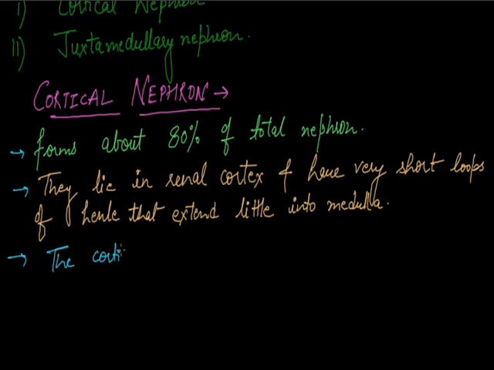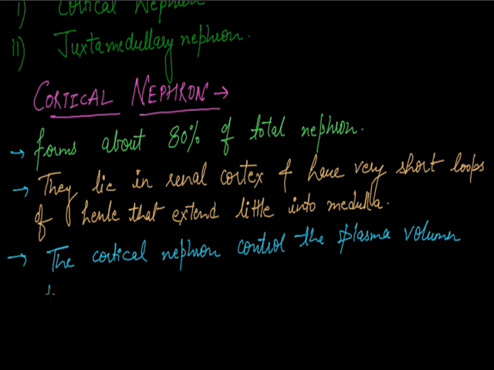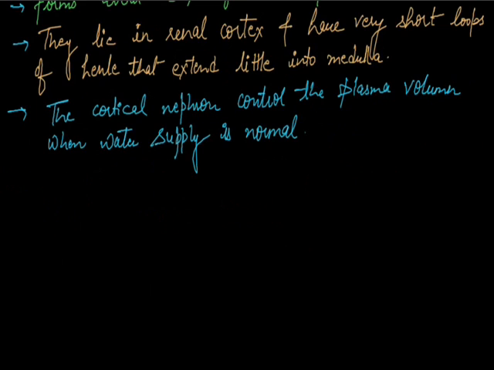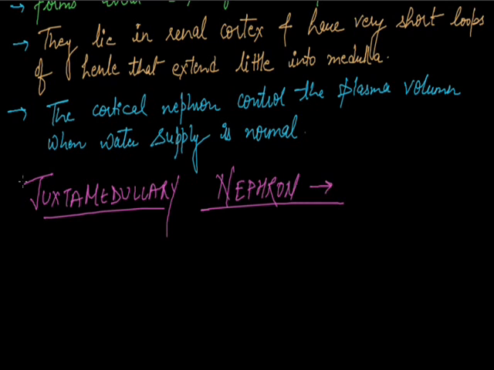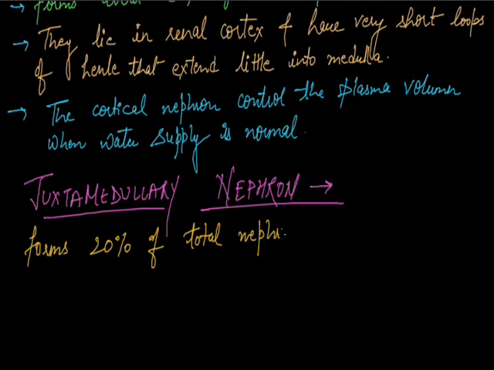Next, the cortical nephron controls the plasma volume when water supply is normal. That is, in the favorable condition it works. Maximum is of cortical nephron. Next is juxtamedullary nephron. It forms 20% of total nephron.